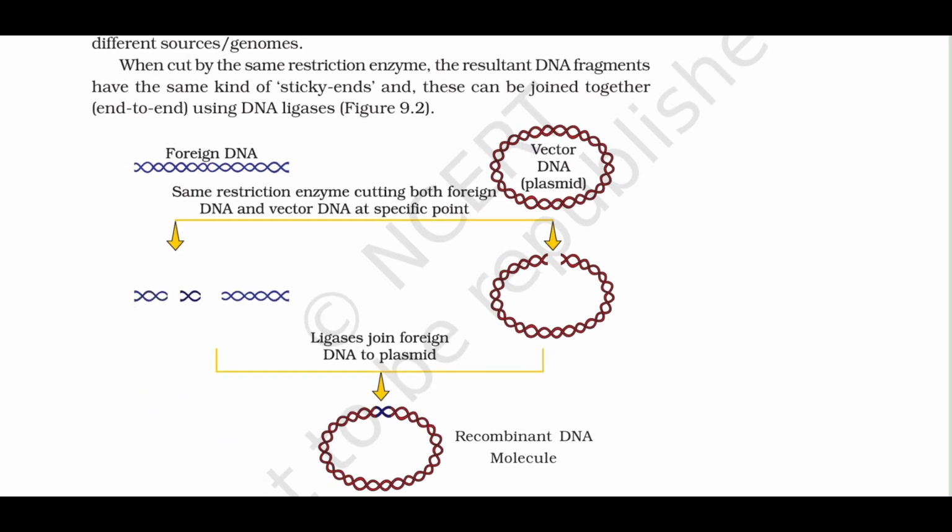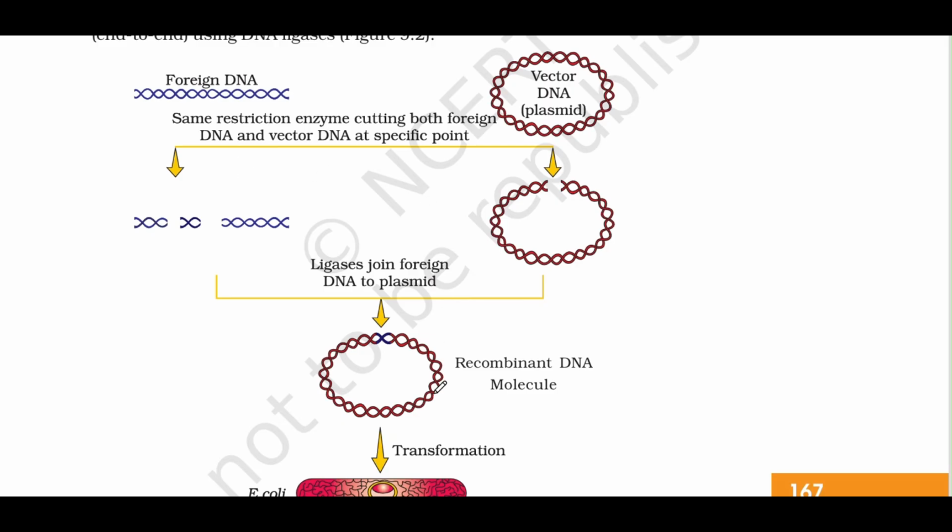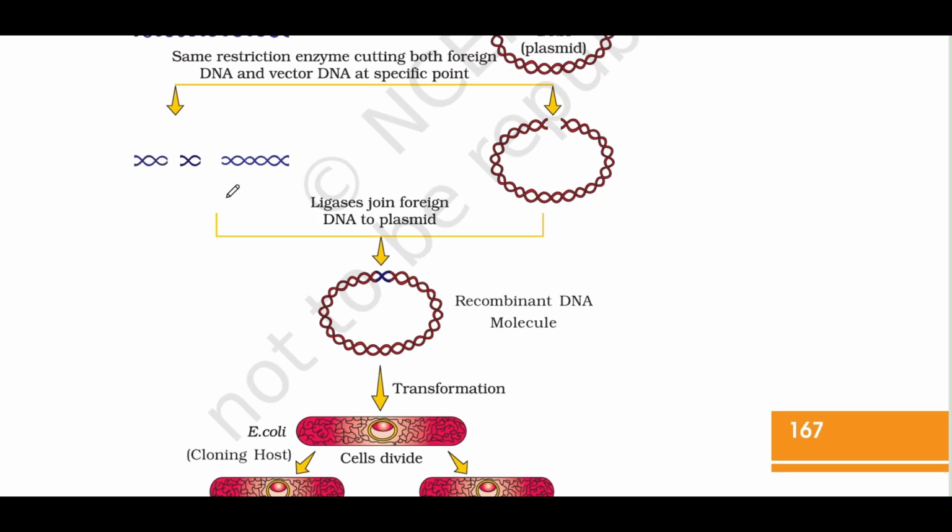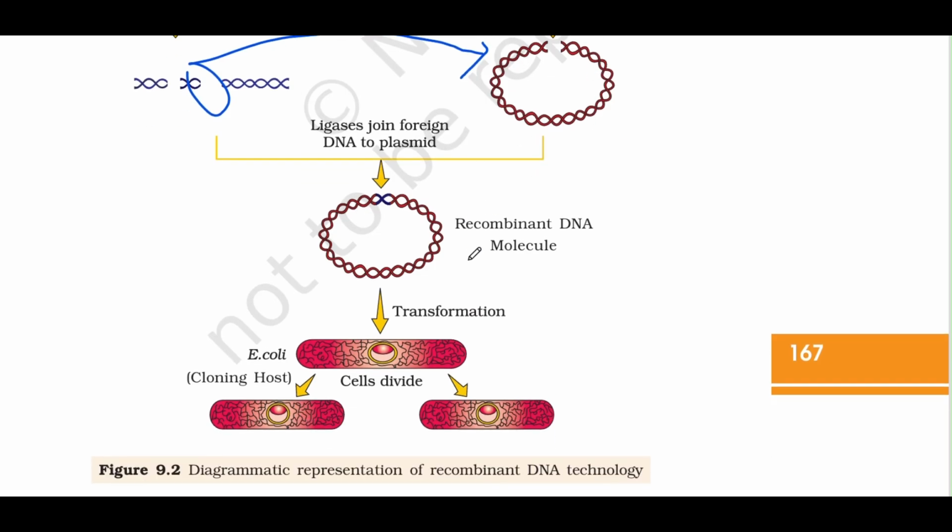Okay, then this is the same diagram that we discussed. This is a foreign DNA and vector DNA or plasmid, and we make a cut using restriction enzymes. The same restriction enzyme is used for cutting the foreign DNA and the plasmid DNA, and the cut foreign DNA is joined to the plasmid. A plasmid is an extrachromosomal DNA. It is autonomously replicating and circular, and ligases join them, forming a recombinant DNA molecule.